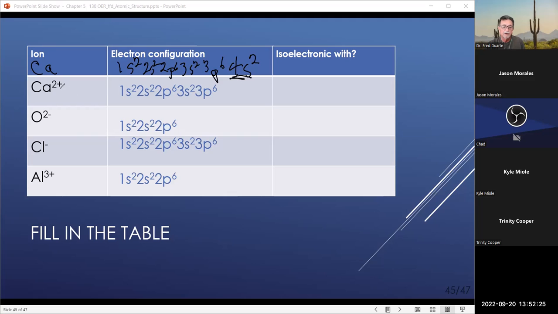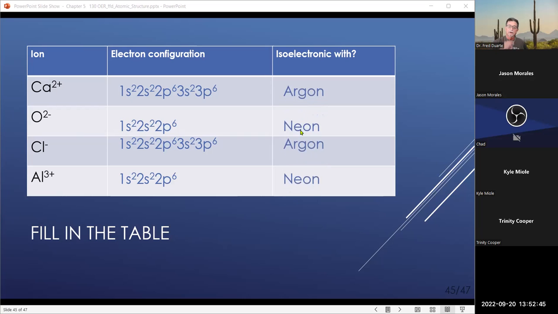Some metal's going to lose electrons. It's going to have a +2 charge. And now its valence shell is in the third energy level, which now contains 8 electrons. Eight electrons makes it much more stable, and that is isoelectronic with argon. We can go through the same exercise with oxygen.